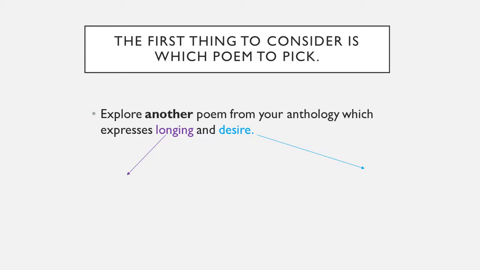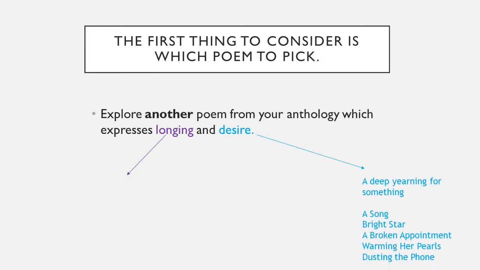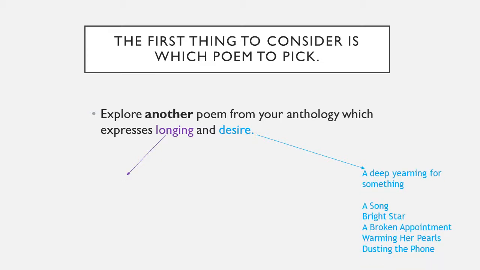Okay, so the first thing we're going to do is consider which poem to pick. So we're considering poems that explore longing and desire. Desire is talking about a deep yearning for something. So it's not just wanting something, it's a really deep, deeply embedded desire.